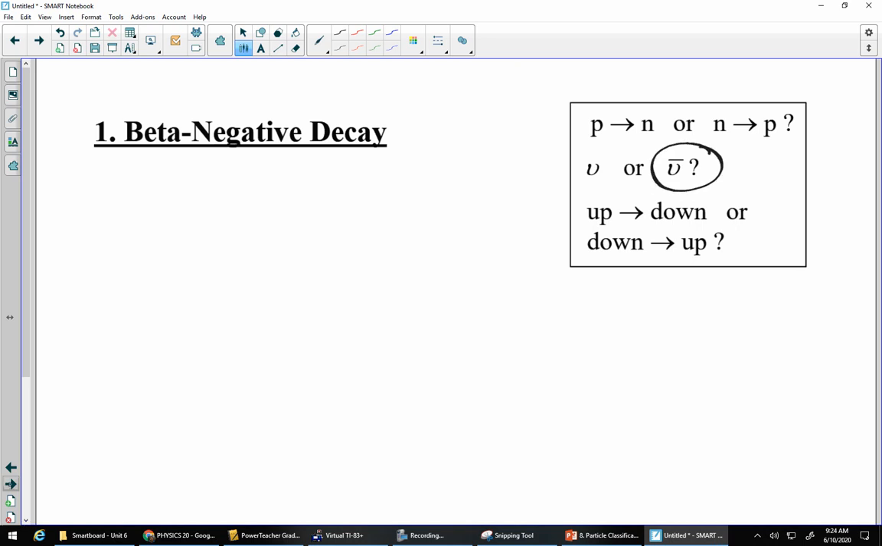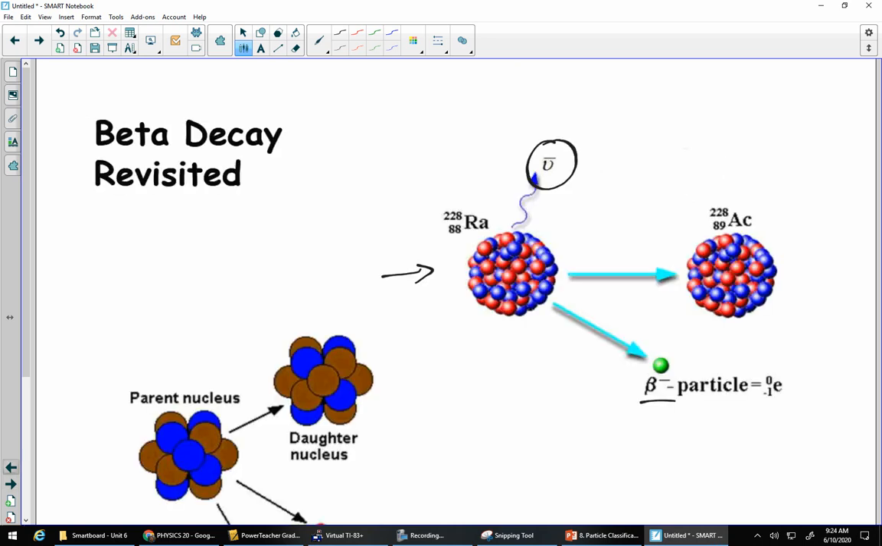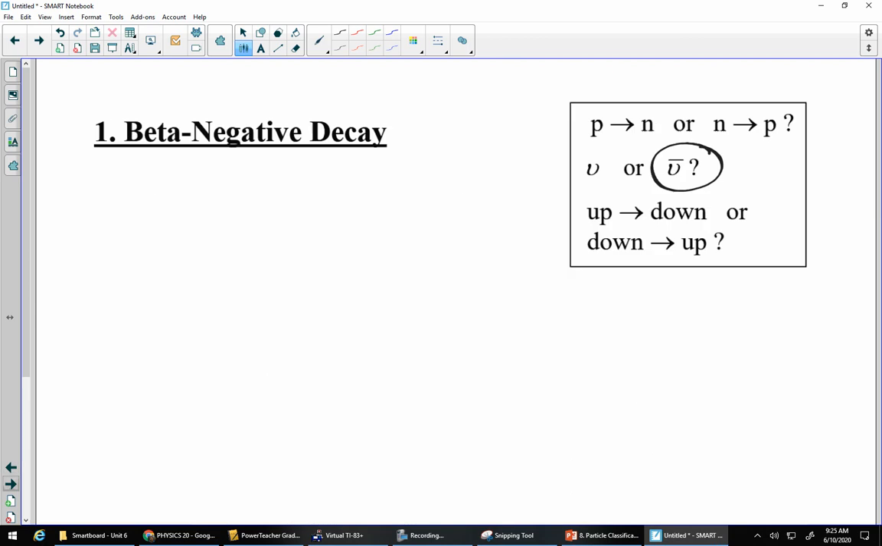Now let's think a little bit harder about this. I'm going from radon or radium, I honestly don't know which. It's got an atomic mass of 228 and an atomic number of 88. Then I'm going to actinium that's got an atomic mass of 228. Cool. So the atomic mass didn't change. The total number of nucleons is the same, but look at this. I have 1 more proton, so an extra proton. So what that means is a neutron must have turned into a proton for beta negative decay.